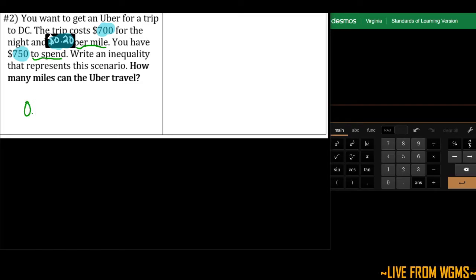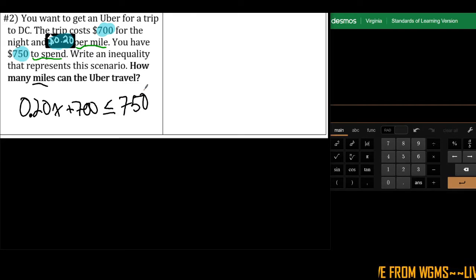I'm going to have 0.2. So 0.20 for my per mile. And it's asking about how many miles do I have. So I'm going to let x be my miles. And it says that it costs $700 for the night. So that's going to be my cost, and I can't spend more than I have, so I can spend up to and including $750. So that's going to be my inequality.